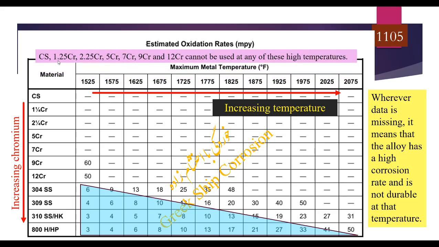Again, carbon steel, 1¼ chromium, 2¼ chromium, 5 chromium, 7 chromium, 9 chromium, and 12 chromium cannot be used at any of these high temperatures.